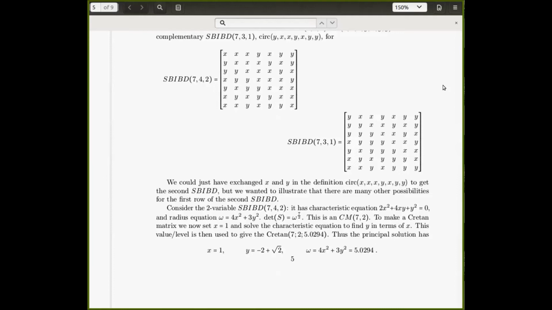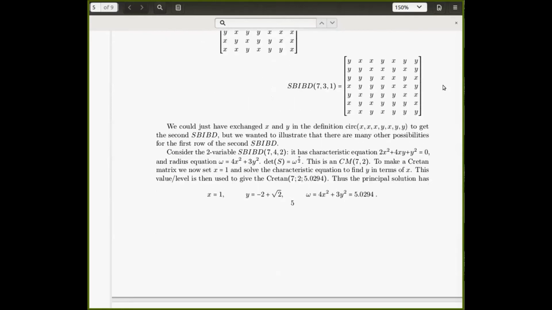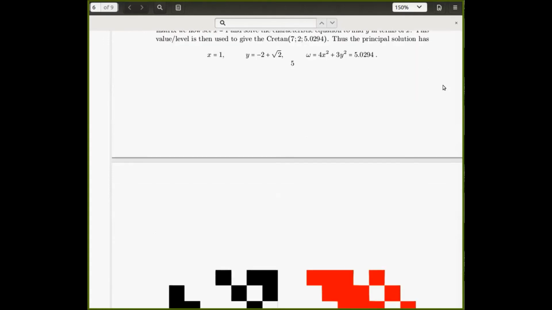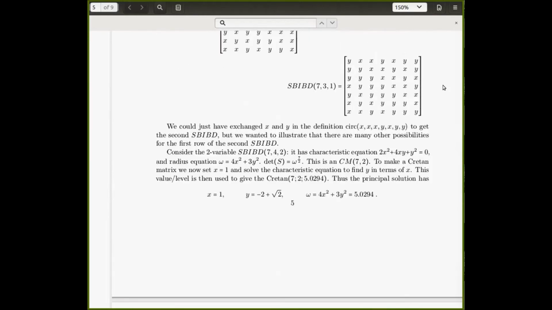Now, that means this is going to be a Cretan matrix of order 7 with 2 levels. To solve it, we solve these equations, and what we get is that y is going to be minus 2 plus root 2, and the radius is going to be 4x squared plus 3y squared, which is about 5.02 in this case. Yes, please come down.